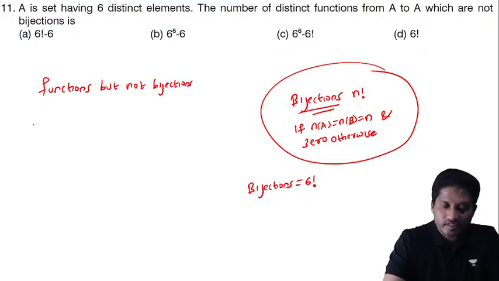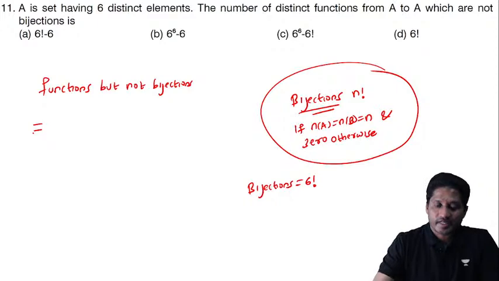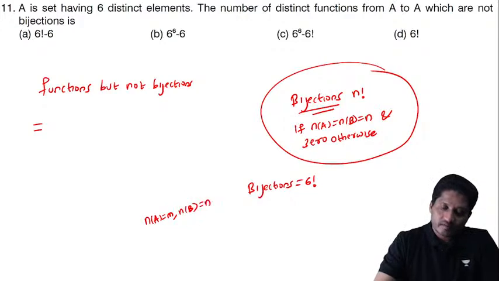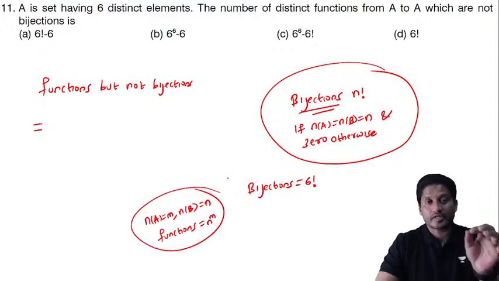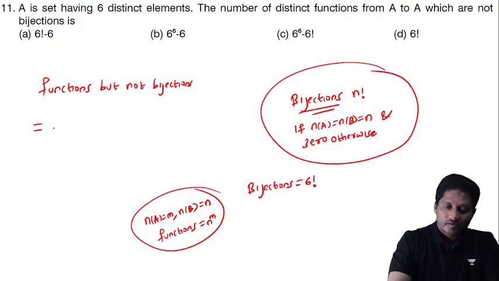Total number of functions, if set A contains m elements and set B contains n elements, is equal to n power m. Now I'm supposed to write functions which are not bijections. Functions is n power m minus bijections, which is n factorial.